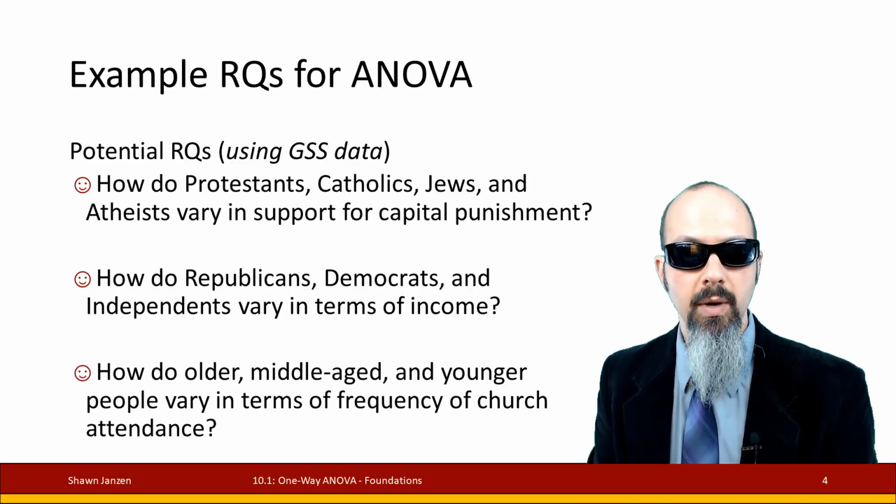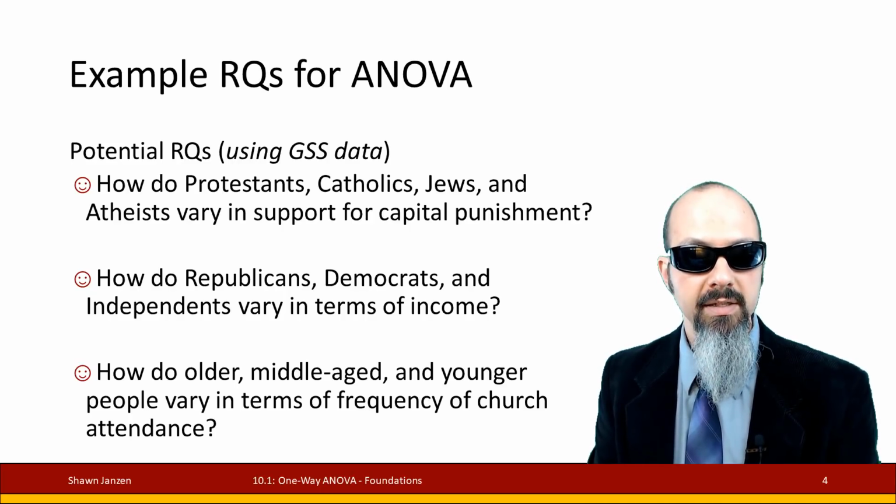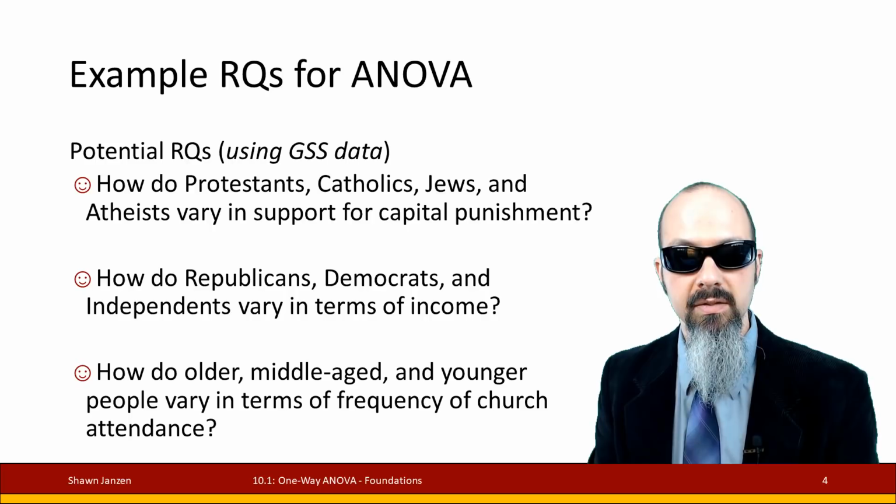These sorts of questions could be things like, how do Protestants, Catholics, Jews, and atheists vary in support for capital punishment? How do Republicans, Democrats, and Independents vary in terms of their income? Or how do older, middle-aged, and younger people vary in terms of their frequency of church attendance? What do all of these things have in common?